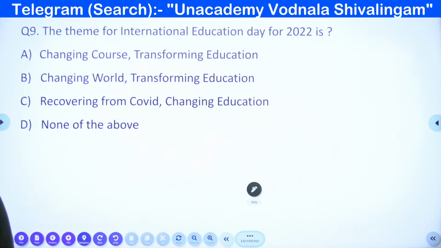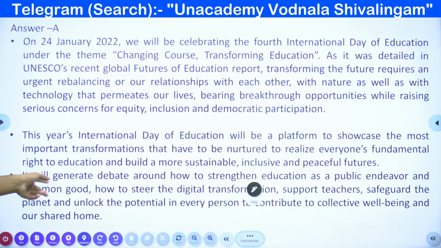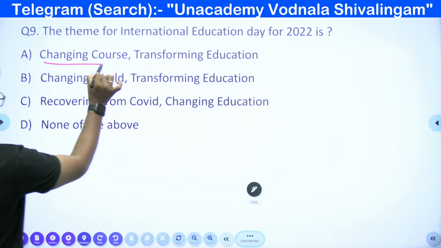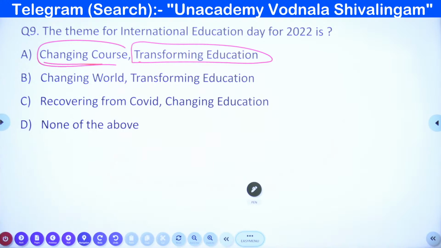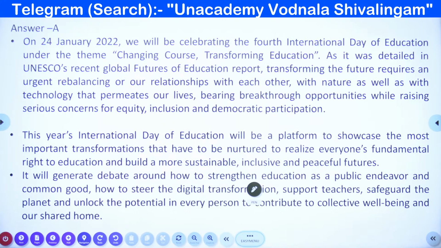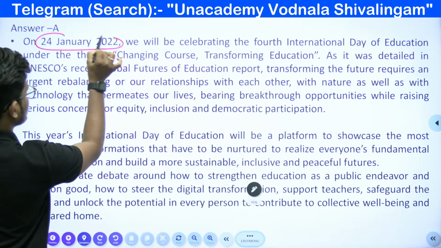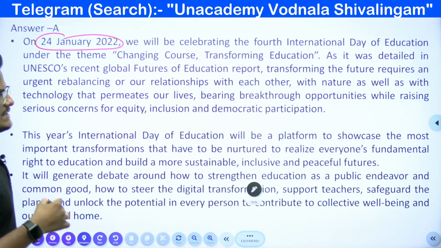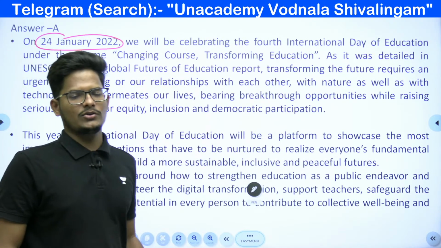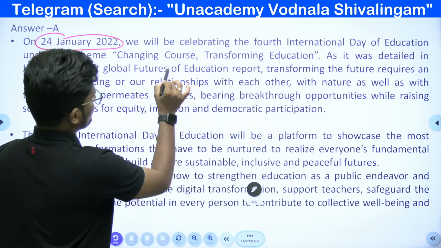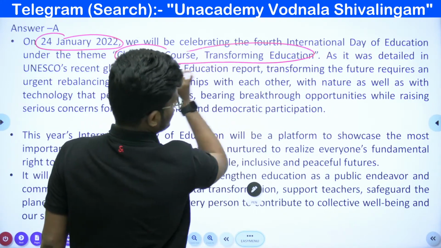International Education Day for 2022, theme. Option A, changing course, transforming education. Actually, on which day is International Day of Education celebrated? On 24th January every year we celebrate International Day of Education. But for 2022, the theme for this event is changing course, transforming education.